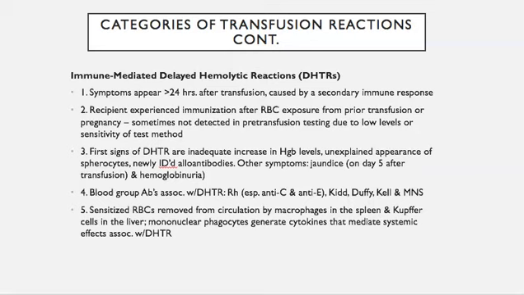And then sensitized red cells are removed from circulation by macrophages in the spleen and by the Kupffer cells in the liver. Mononuclear phagocytes generate cytokines that mediate systemic effects associated with this type of transfusion reaction.